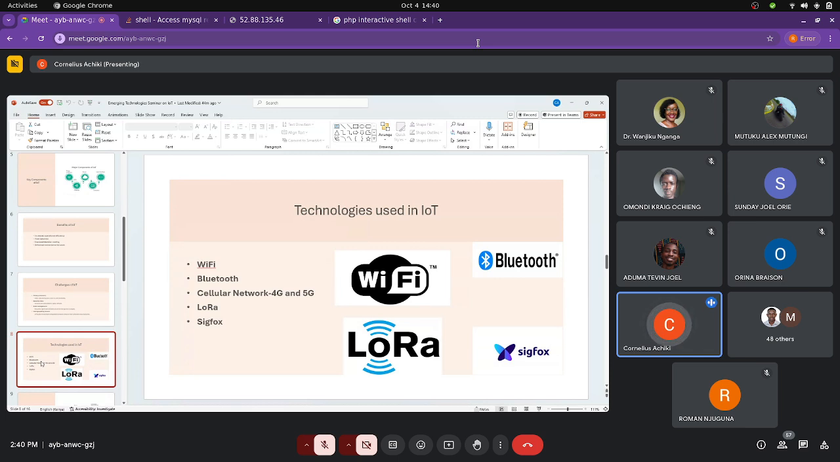So we have different technologies. I'm sure all of us are familiar with Wi-Fi. This is the normal wireless that we refer to as wireless or Wi-Fi. And then we have Bluetooth.